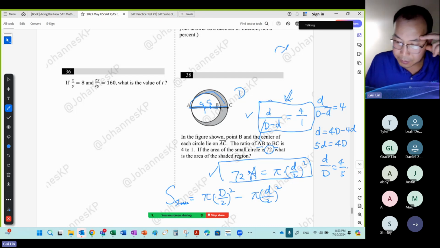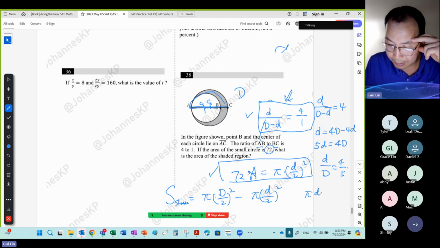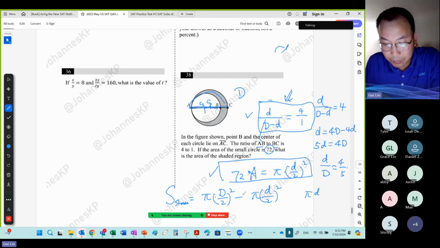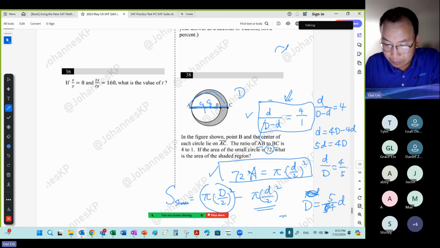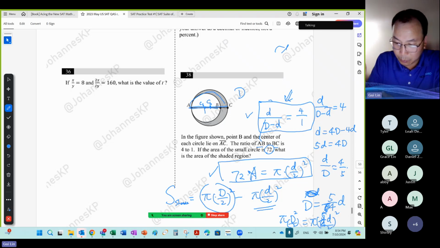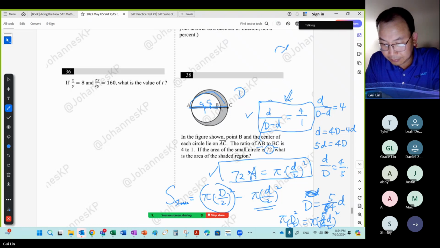Okay, so let's do it like this, pi d squared. We need to figure out what about this part. We know this is 72 already, right? So D equals, I'm sorry, 5 over 4 d, right? So pi d squared equals pi what? It's pi times (5 over 4 d) squared. So it equals what? Do you know what the answer would be?